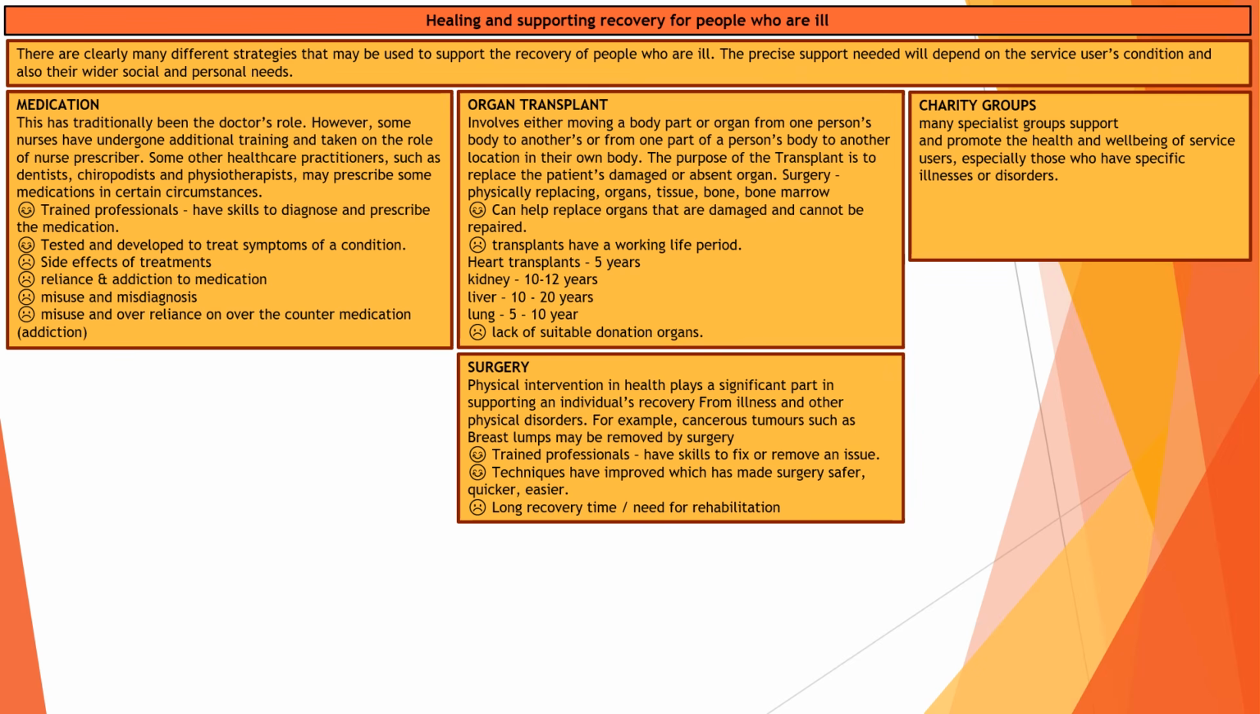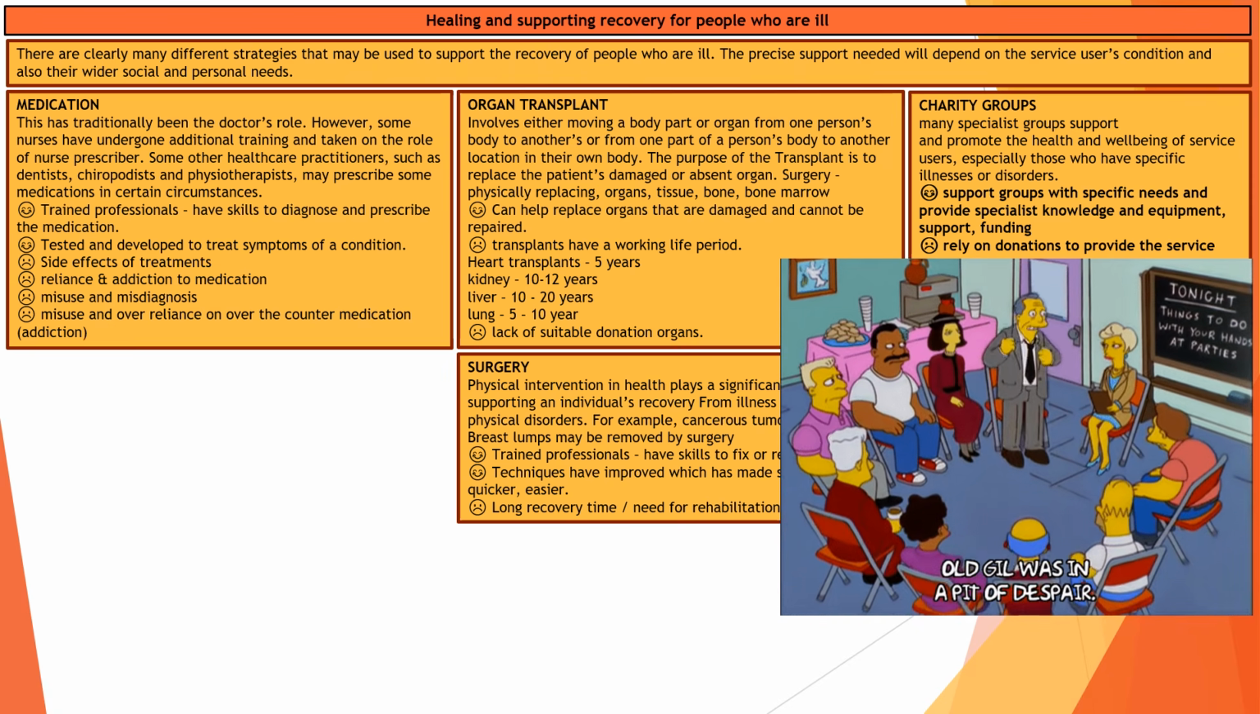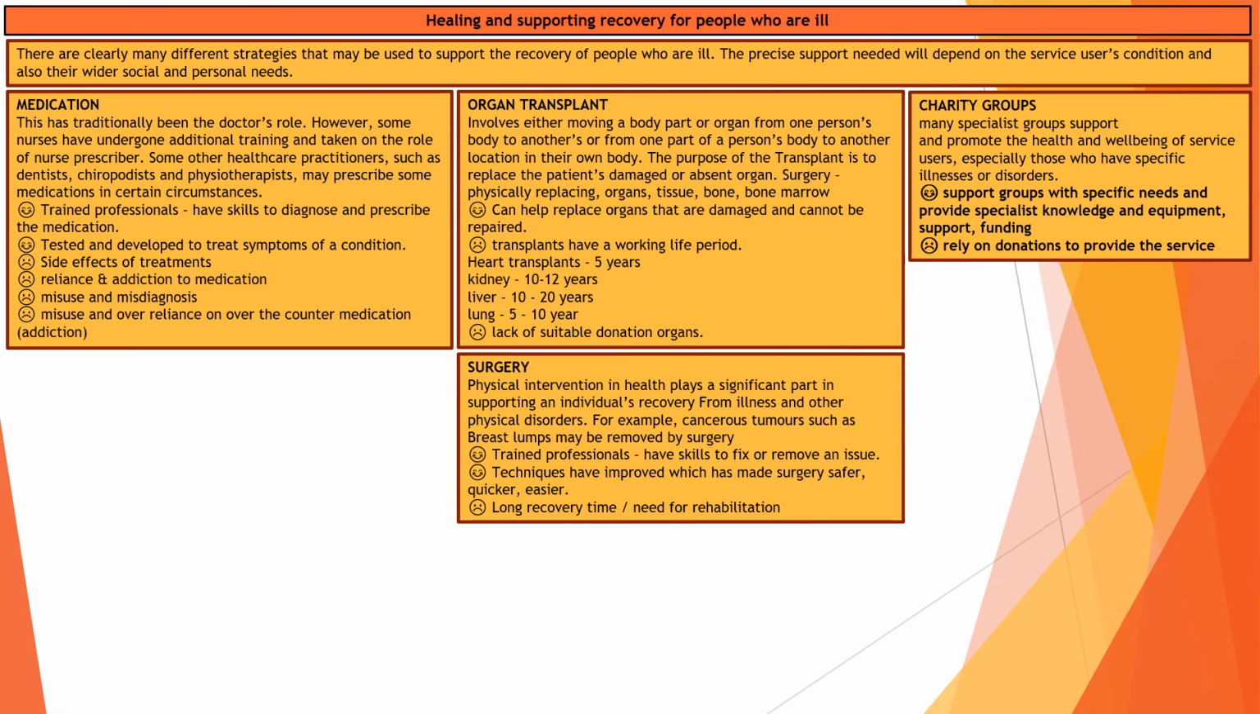Charity groups are also really important, again, when aiding recovery and rehabilitation. These groups will be targeted towards particular individuals, particular groups, depending on their specific need or illness. Support groups can be helpful for dealing with an issue, and they can provide a form of support for individuals. However, a lot of charities rely on donations in order to provide their service.